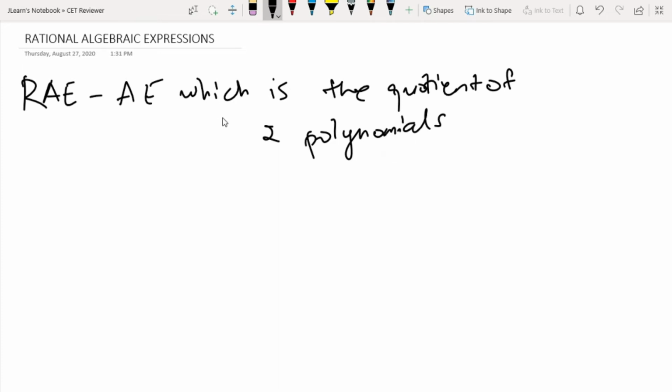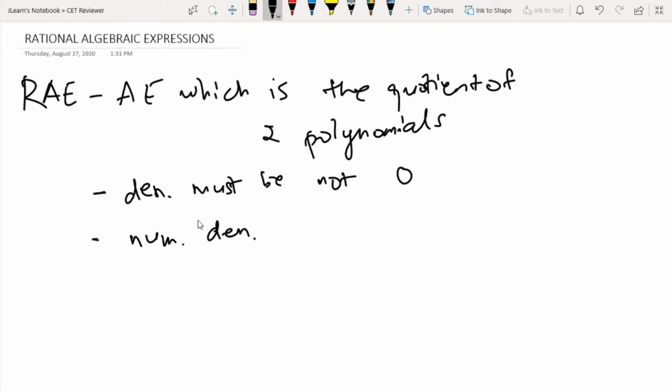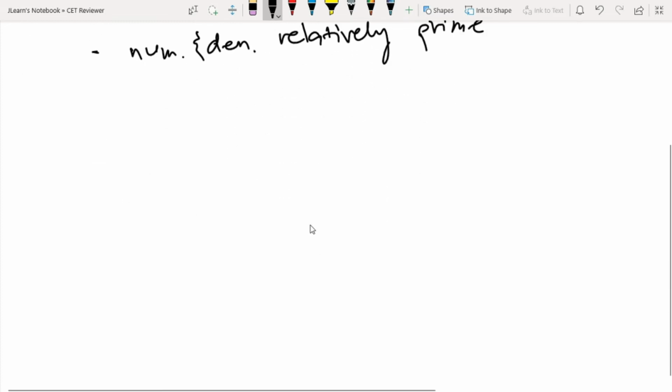Okay? So, yung denominator, take note na the denominator must be not 0. Lagi dapat yan na hindi 0. Also, dapat yung numerator and denominator should be relatively prime. Kailangan relatively prime. So, we have a couple of theorems.